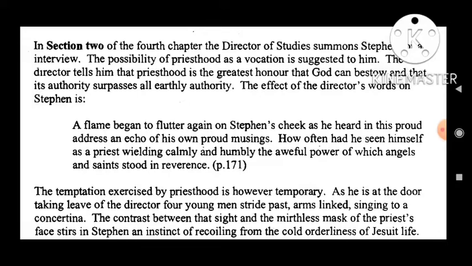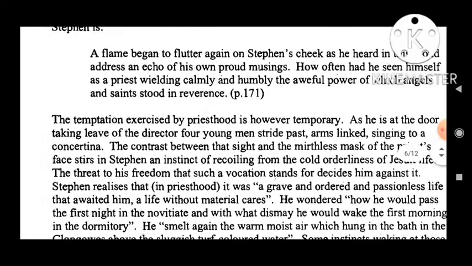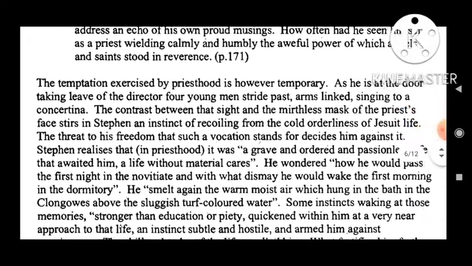How often had he seen himself as a priest wielding calmly and humbly the awful power of which angels and saints stood in reverence. That is page 171. The temptation exercised by priesthood is however temporary.